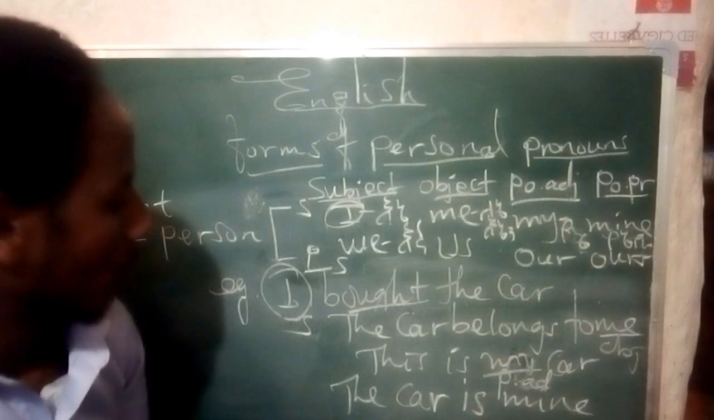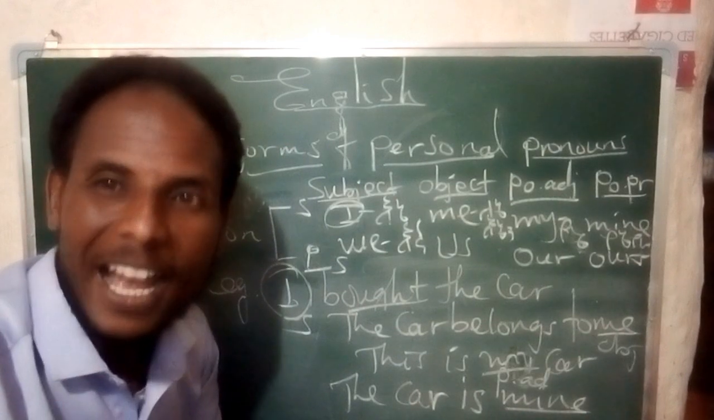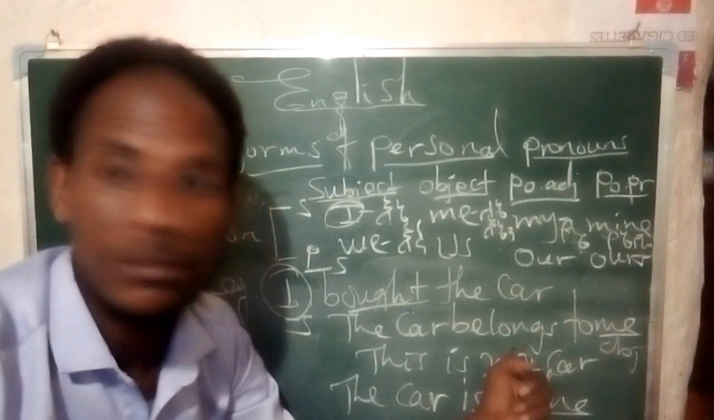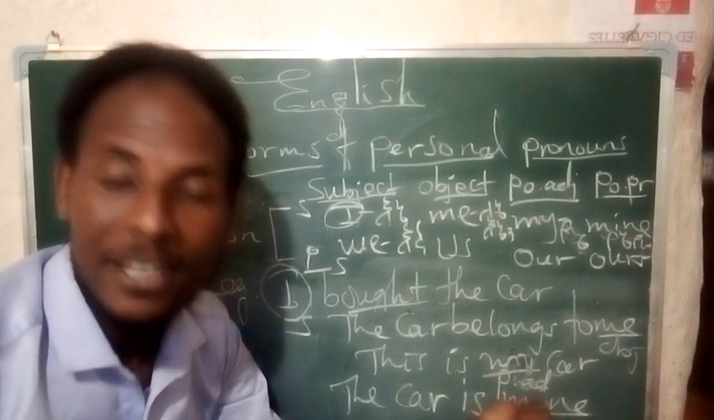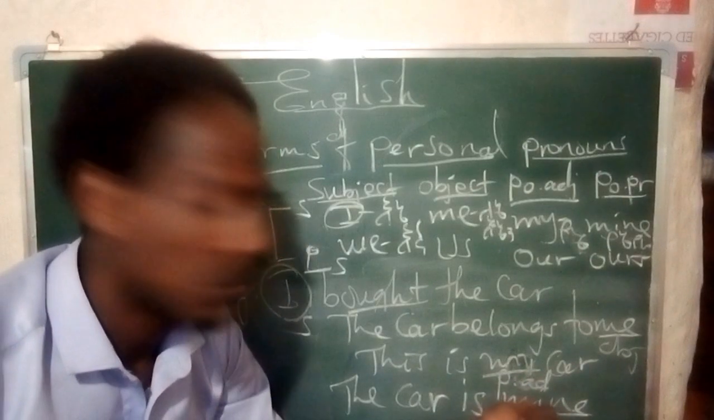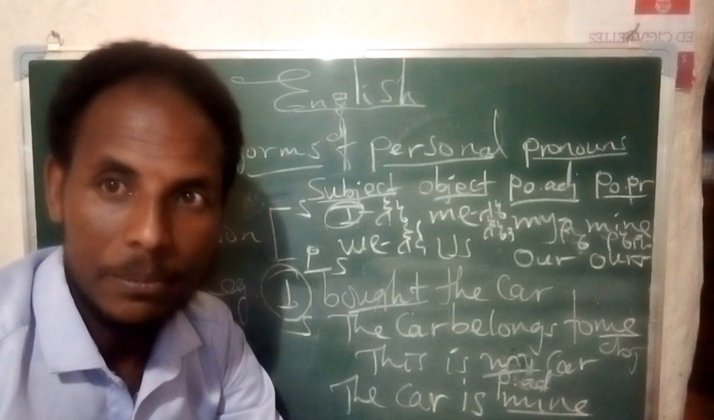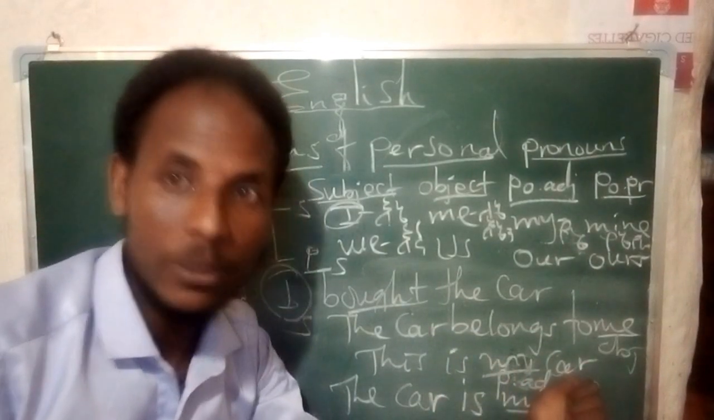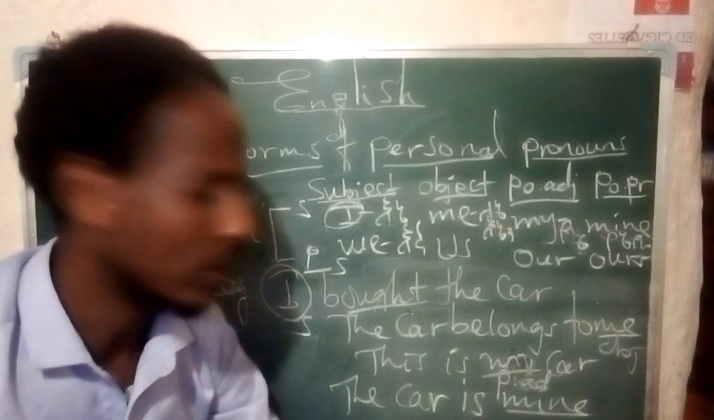Okay. The car is mine. It is a possessive pronoun. So it is always placed at the end of the sentence. It's somewhat quite different from the possessive adjective my. Possessive adjective my and mine are always used when talking about possession. There is a big difference between them. For example, my is always placed before the noun and mine is placed after a verb or at the end.